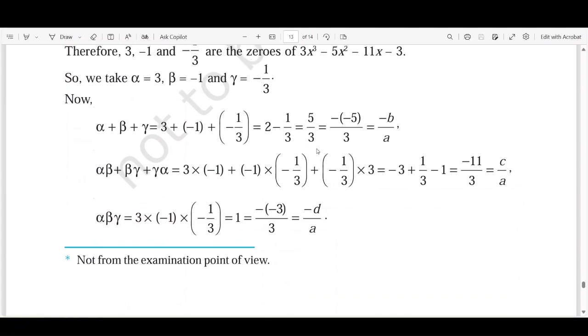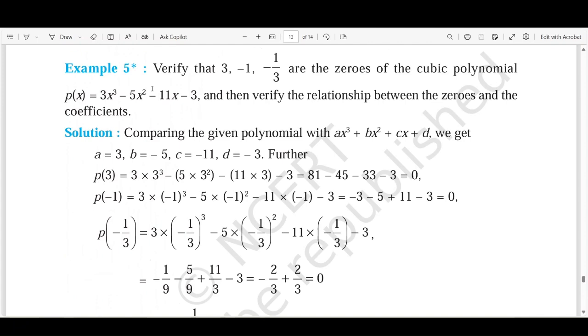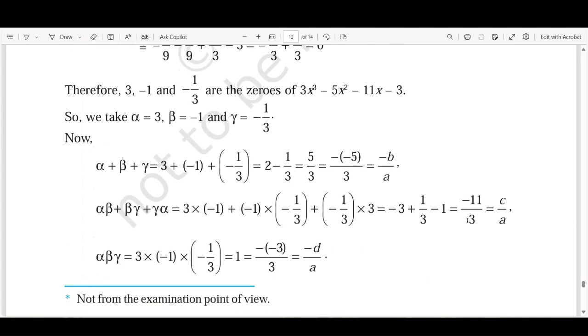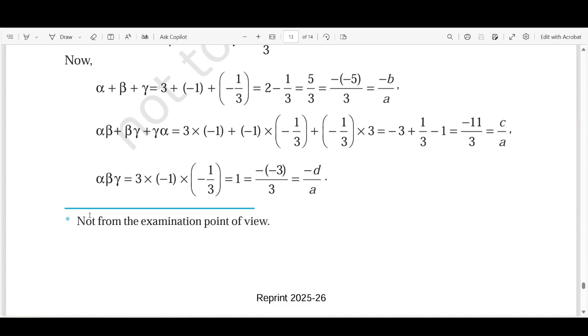But we are having 5 by 3. But it should be negative of 5, which can be written as negative of negative 5, which is nothing but minus b by a. Similarly, if you multiply the zeros by taking 2 at a time and finding the sum, you are getting the final answer to be minus 11 by 3, where minus 11 is the coefficient of x and 3 is the coefficient of x cube. So we are getting the answer to be c by a.